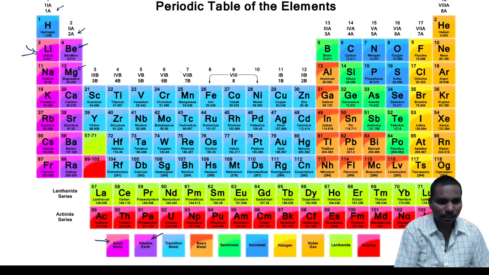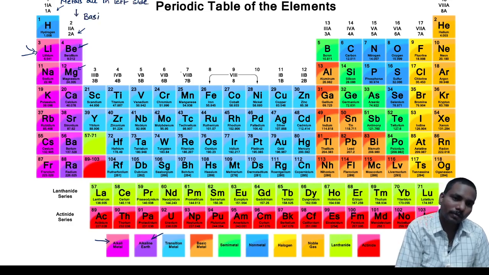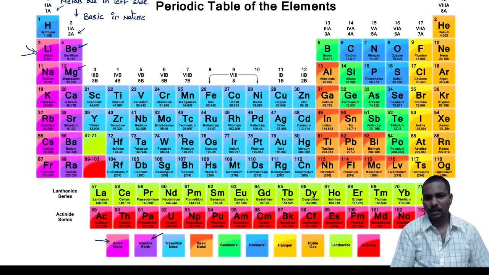Metals are on the left side. So you can note down that metals are on the left side. Metals are basic in nature. And in the same way, carbon, nitrogen, oxygen, phosphorus, sulfur, selenium, all these are considered as non-metals.